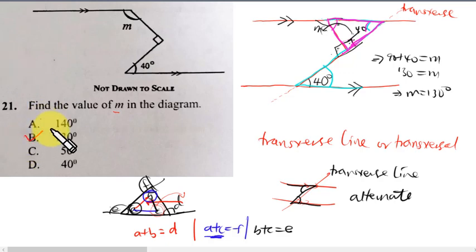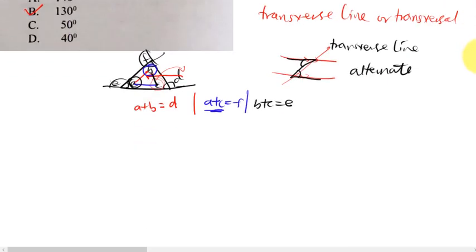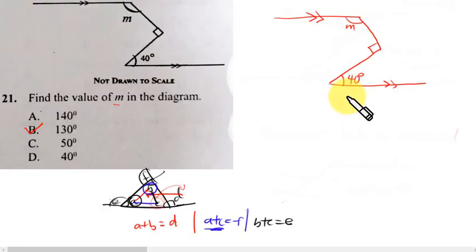So it's 130. Now let us also look at a second way. The first thing we do here is, these two lines are parallel, so we extend them. So let us extend the parallel lines. Always when you have parallel lines, try and extend them. And when you have parallel lines, you should have a transverse line or a transversal going through them.